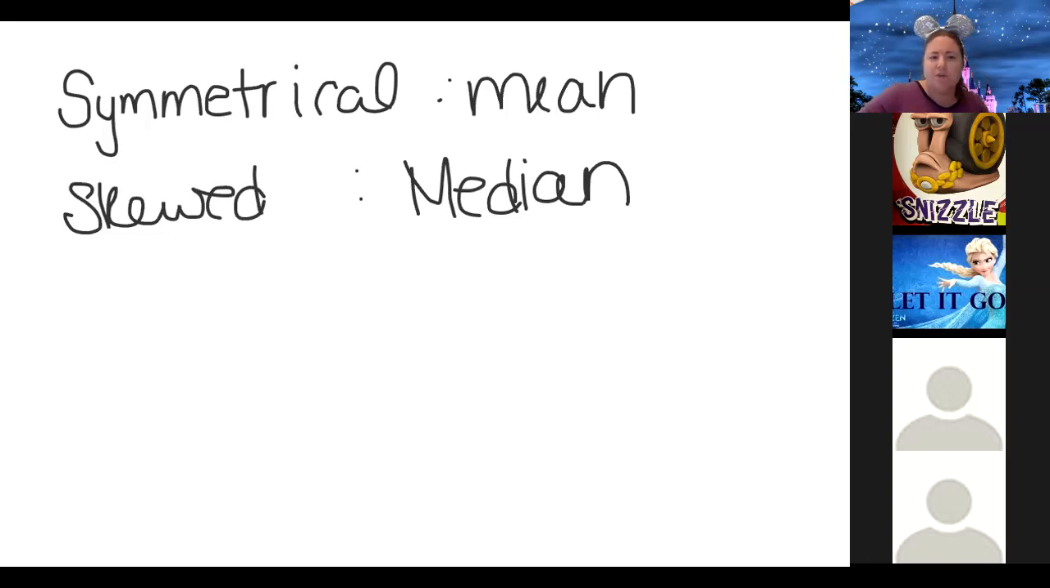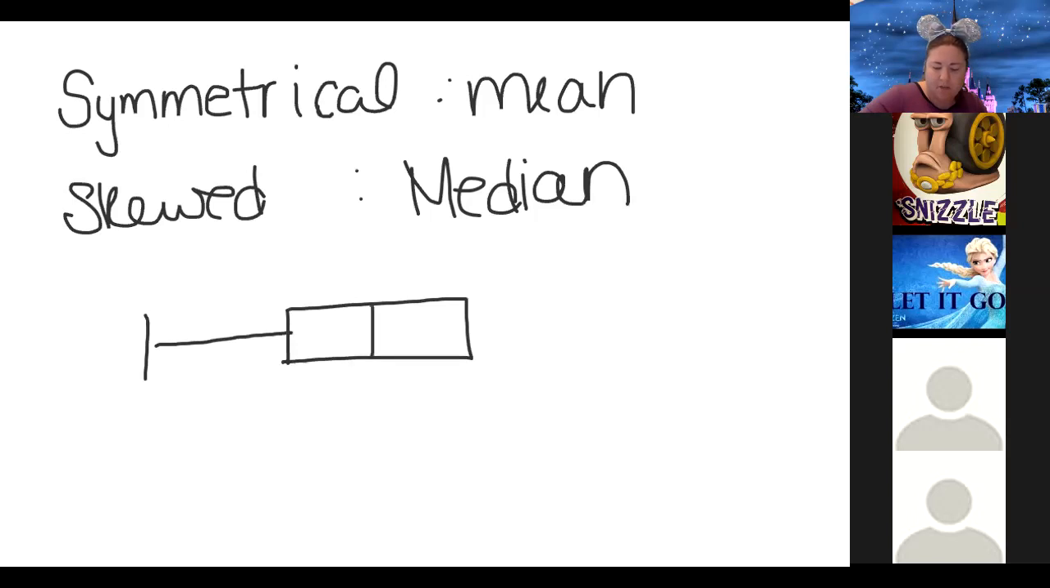Do you understand what symmetrical and skewed means? Symmetrical means like the same on both sides, and skewed means, I don't know. Okay, so symmetrical for a box and whisker plot is generally going to be something that looks more like this.